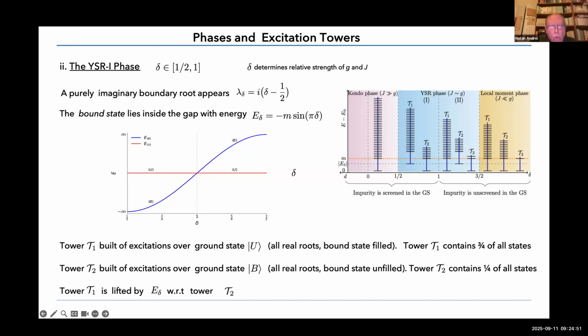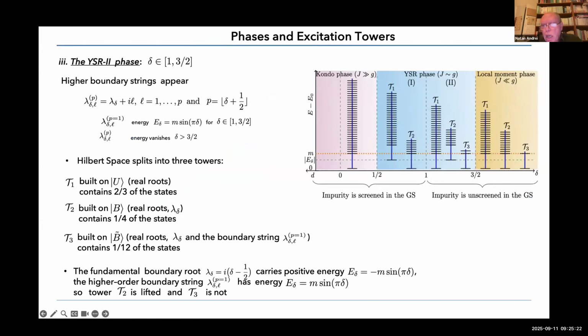So tower tau 1 is built, let me repeat, on ground state U. U is made out of all real roots, and the bound state is filled. And this tower contains 3/4 of all excitations. Together, the excitations in tau 1 and tau 2 have to fill up the Hilbert space. But tower tau 1 contains 3/4 of all states, and tower tau 2 contains only 1/4.